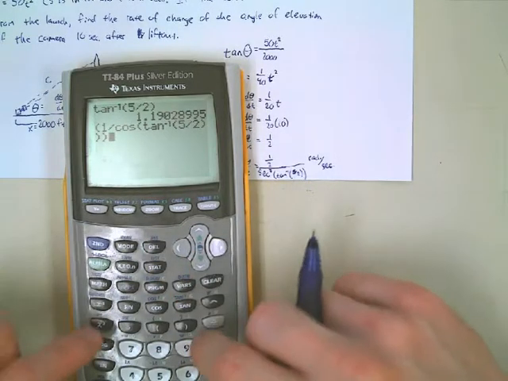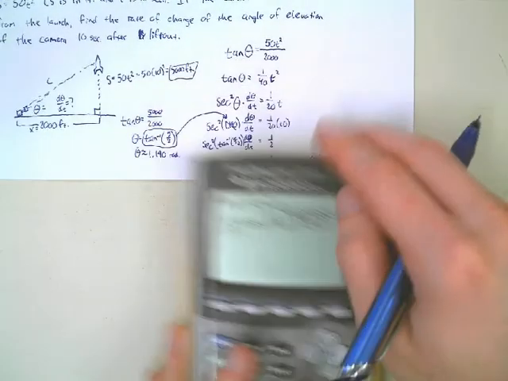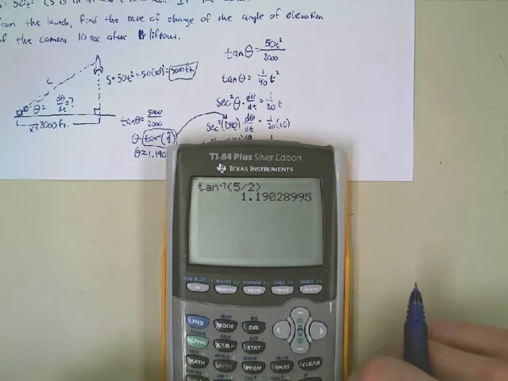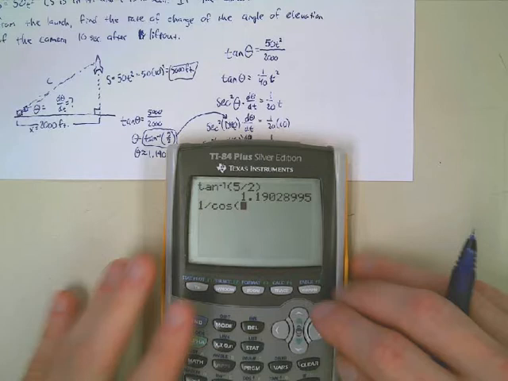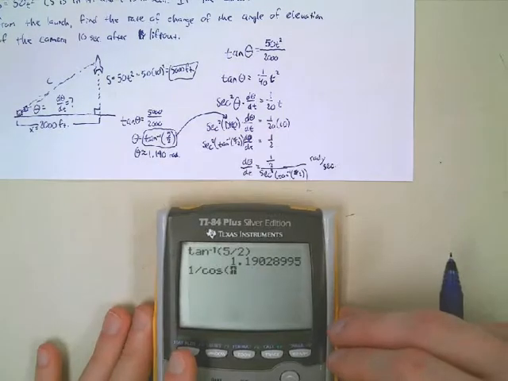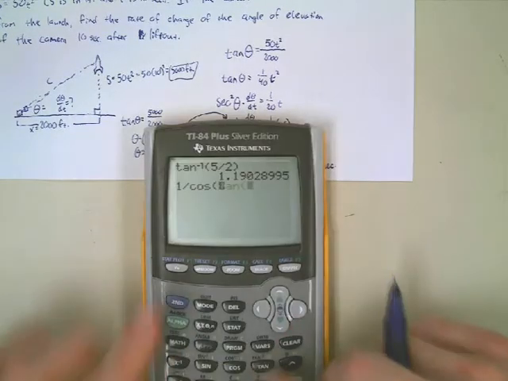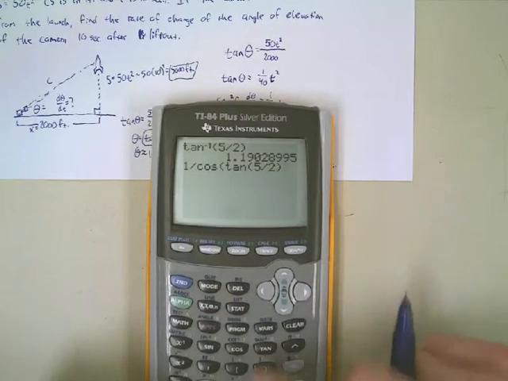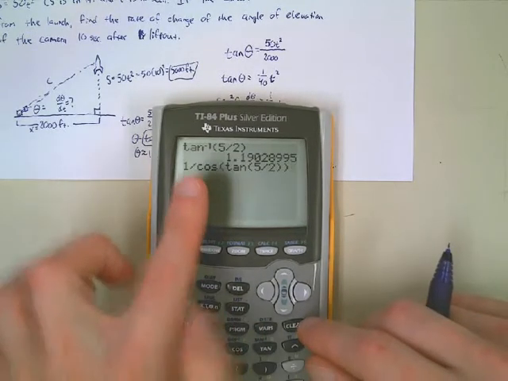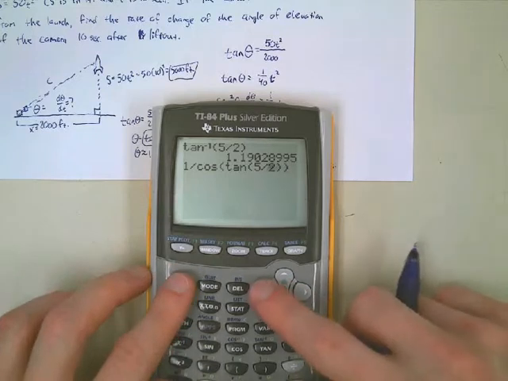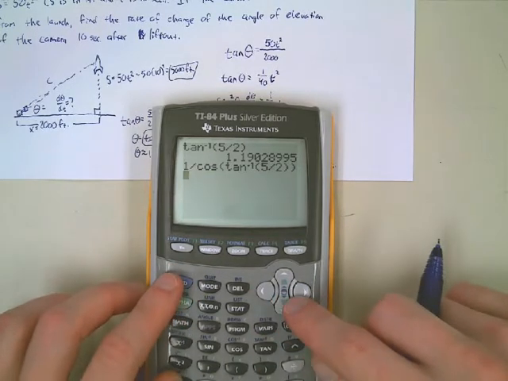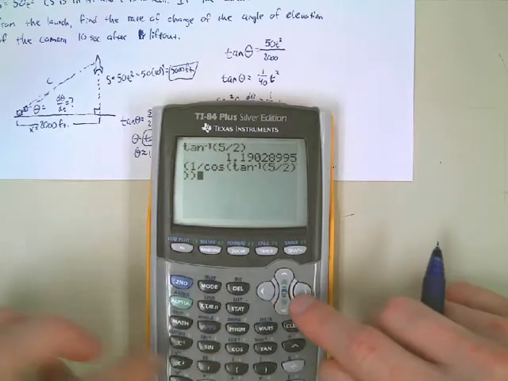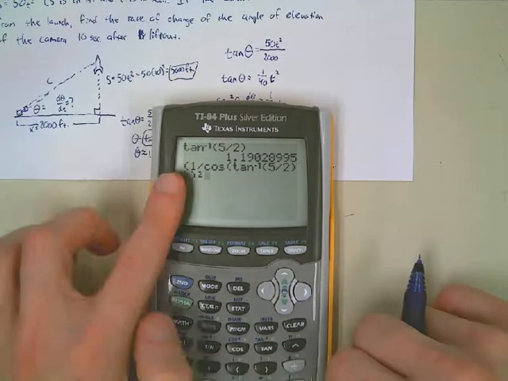Sorry, let me do it all over again. Secant is 1 over cosine, and we want to do secant of tangent inverse of 5/2. But again, I don't want just secant of tangent inverse of 5/2. I want secant squared. So to do that, I have to square this whole quantity. So I put parentheses around the secant, 1 over cosine, and then I hit enter, and I get 7.25.